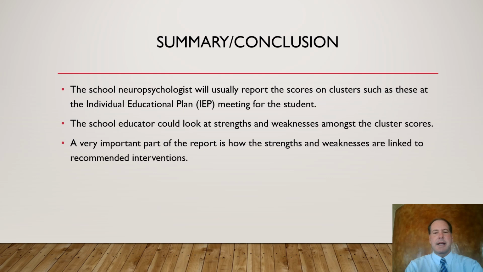And so in summary, the school neuropsychologist will usually report the scores on clusters such as these that I've gone over at the individual education plan. It's called an IEP meeting. That's the meeting for the student. The school educators, parents, anyone could look at strengths and weaknesses among the cluster scores. And a very important part of the report is how the student's strengths and weaknesses are linked to recommended interventions to help the student succeed. That concludes my presentation. Thank you very much.